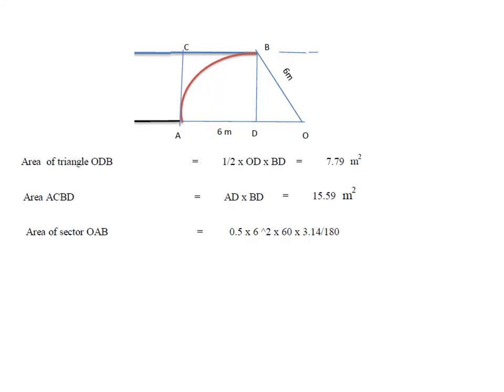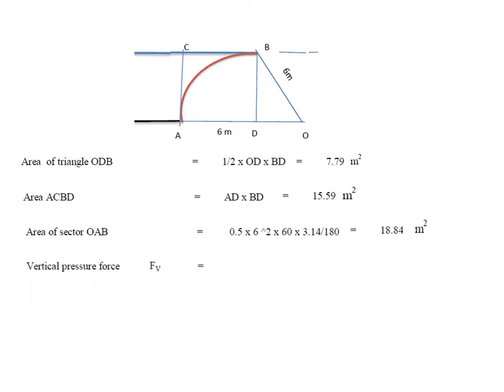Area of sector OAB is nothing but half r square theta. So half r square is 0.5 into 6 square, and theta is 60 degrees. I'll convert into radians by multiplying by pi by 180, with pi as 3.14. So that gives the area of the sector. Now I am able to find out Fe, because what is Fe? It is the weight of the liquid from the curved surface to the free surface. That means it is area ACB.